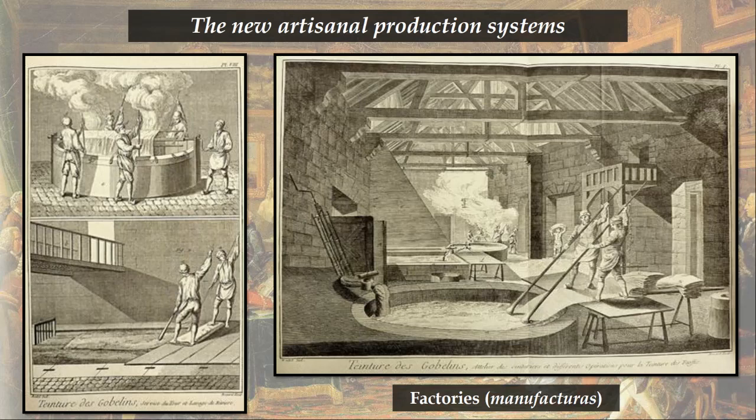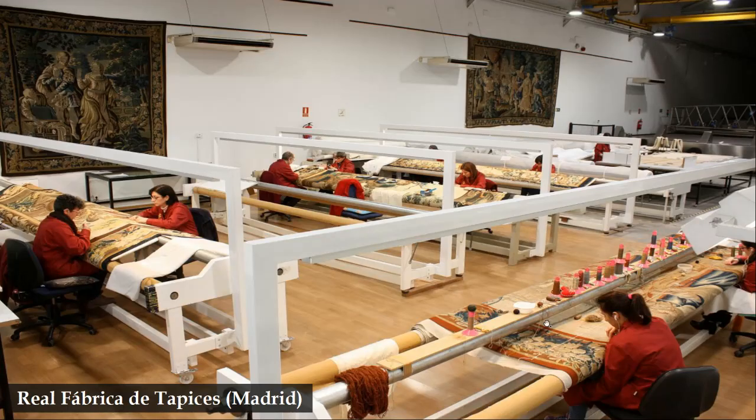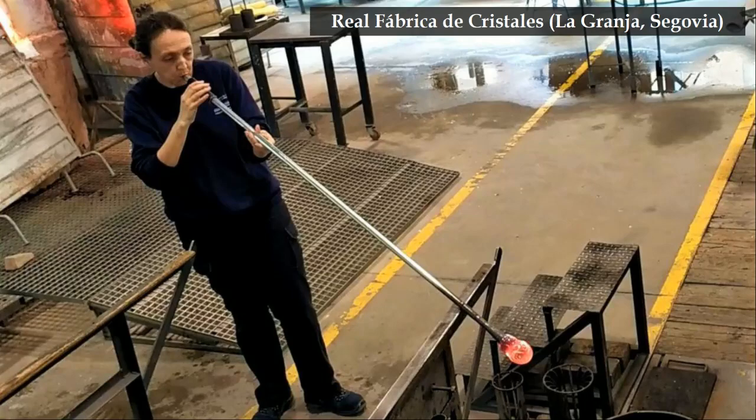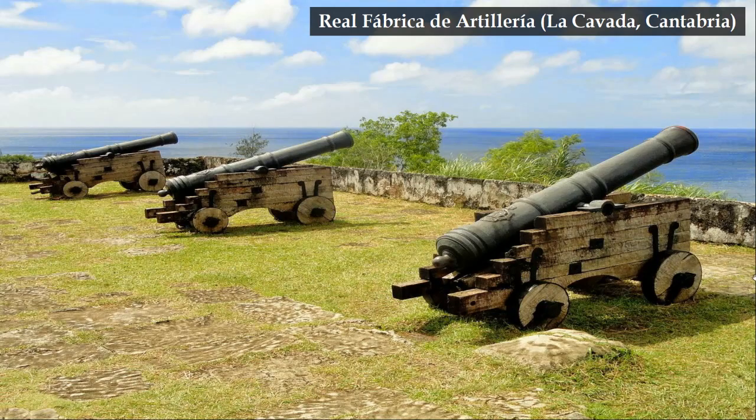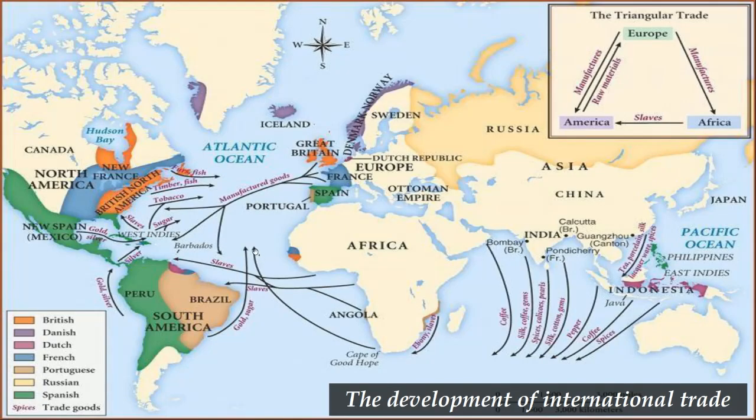And they were factories run usually by the state, by the monarchy, and they were focused on luxury products and also on weaponry. For example, here we have dyeing, how do you call this? Dyeing, tintes, vaya. Or a tapestry, like la Real Fábrica de Tapices en Madrid, or glass, like la Real Fábrica de Cristales de la Granja, or artillery, like this in Cantabria. But the most important development of the 18th century is the development of the international trade, also called colonial trade.